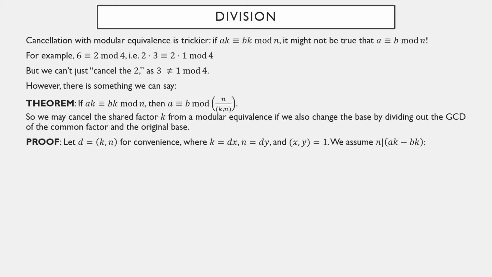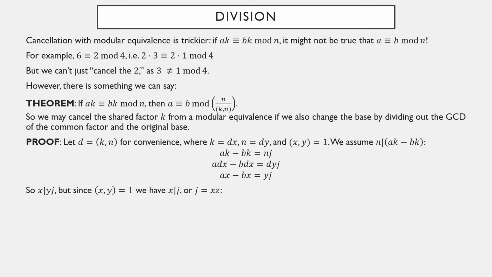In other words, n is a factor of ak minus bk, which means ak minus bk can be written as a multiple of n. However, k can be replaced with dx, and n can be replaced with dy, so I get adx minus bdx is equal to dyj. This is not a modular equivalence, this is simply an equality of integers, so I can cancel the d from both sides. ax minus bx is equal to yj.